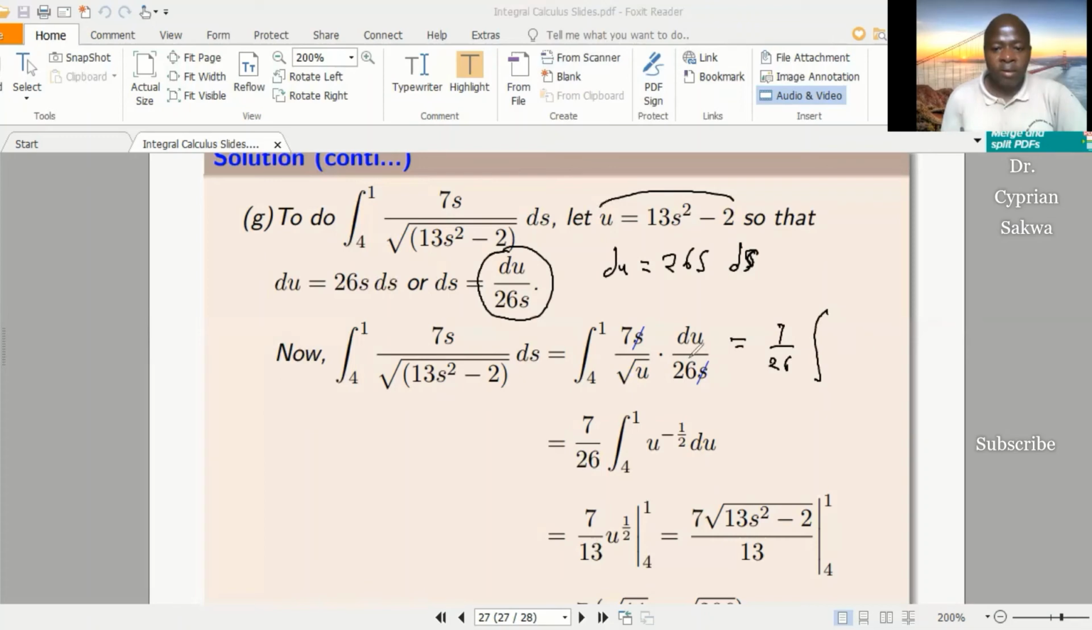The integral of 1 over root u du. This is the same as this. So bring back s, because our u was 13s squared minus 2. So substitute back.